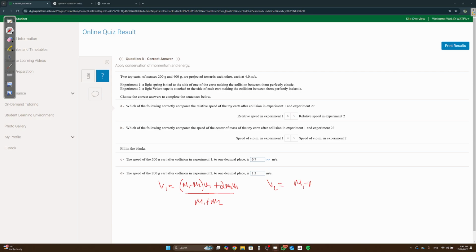You get m1 minus m2 u2 plus 2 m1 u1 over m1 plus m2. The easy way to memorize this: you always have this m1 minus m2, you always have this 2 times, and you always have this m1 plus m2. What's different between them is the u1 being here and the u2 being here.